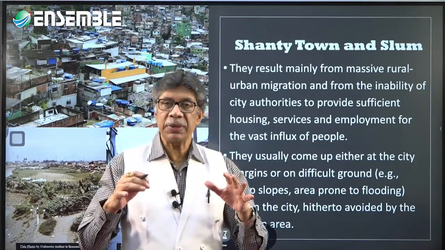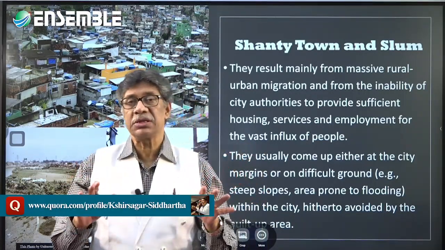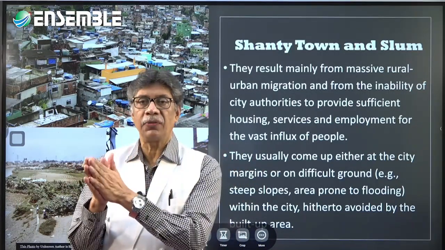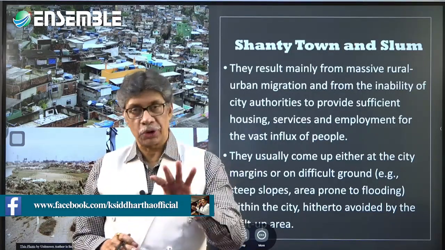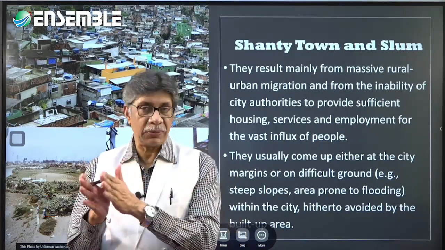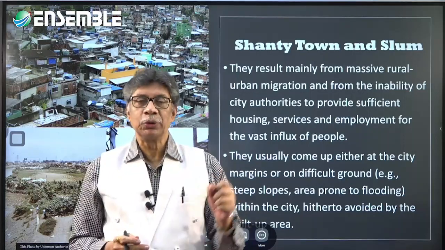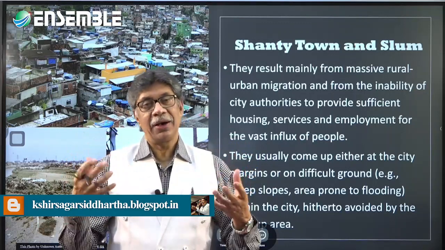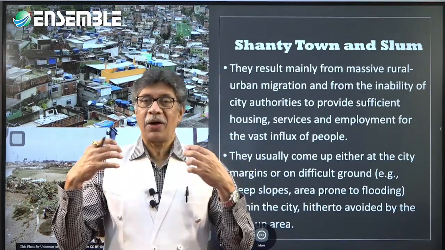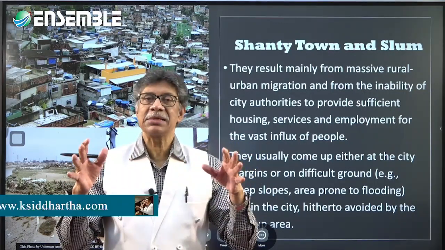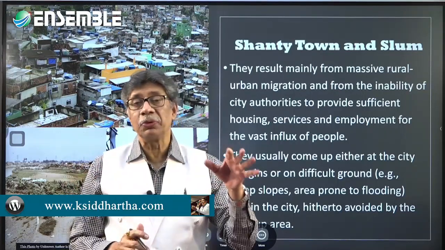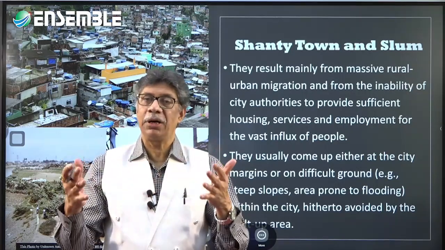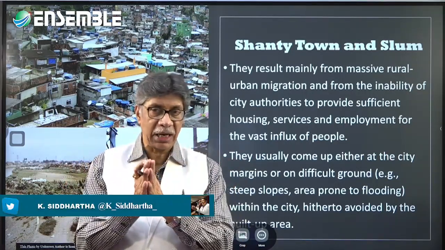So migration takes place, and as migration takes place, most of these settlements are going to come up near the fringe part of the city, which no one occupies. So they will come up near the fringe part of the city. What they are going to do is occupy some of these vacant lands. Now they have occupied that vacant land. Now after having occupied it, these areas can be steep slopes, they can be prone to flooding as well, and they have generally been avoided for the purpose of construction of any type.